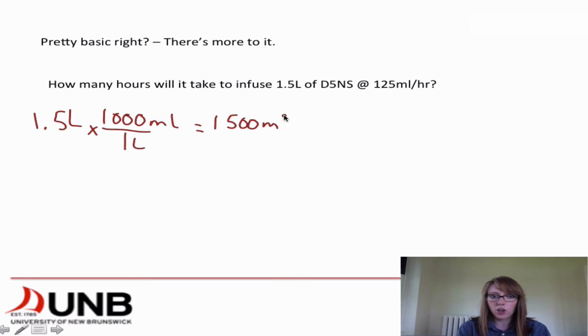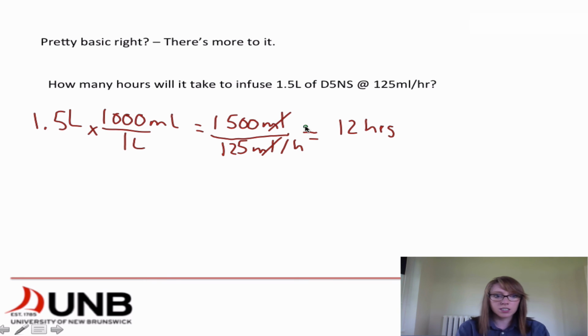So since we're looking for mils per hour, if we again cancel out our units, then we can find how many hours it's going to take. So we have 1,500 mils. This is running at 125 mils per hour, and that is going to equal 12 hours. So what we would do here, the units are canceling out.